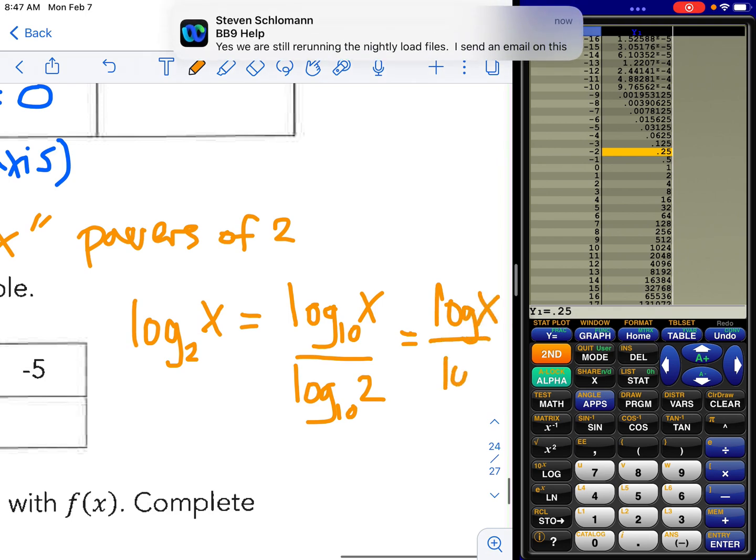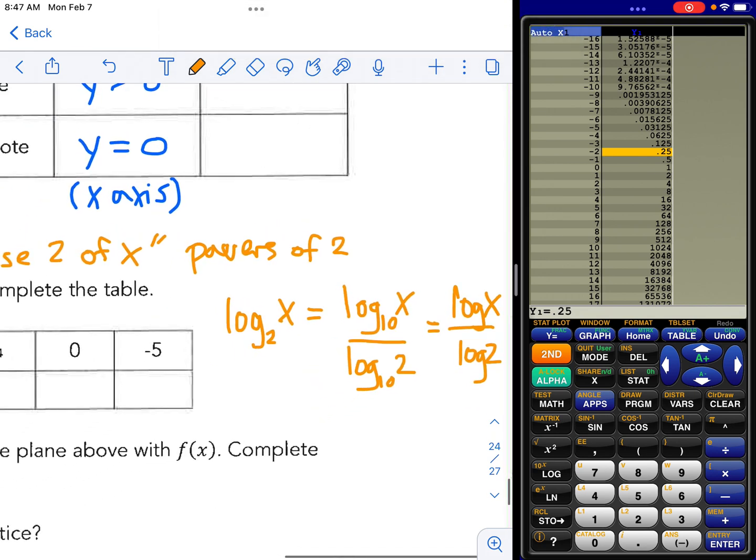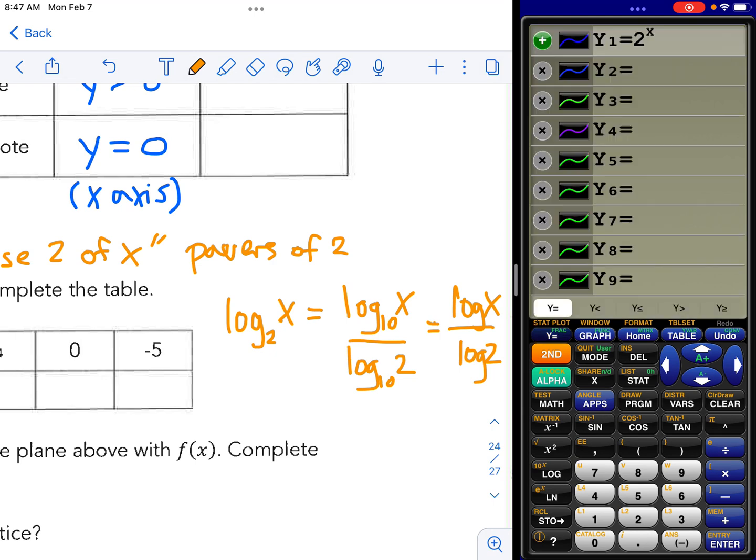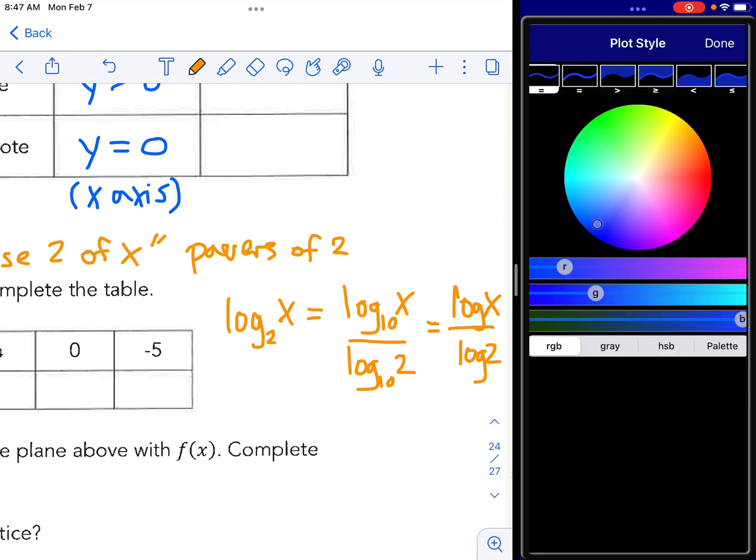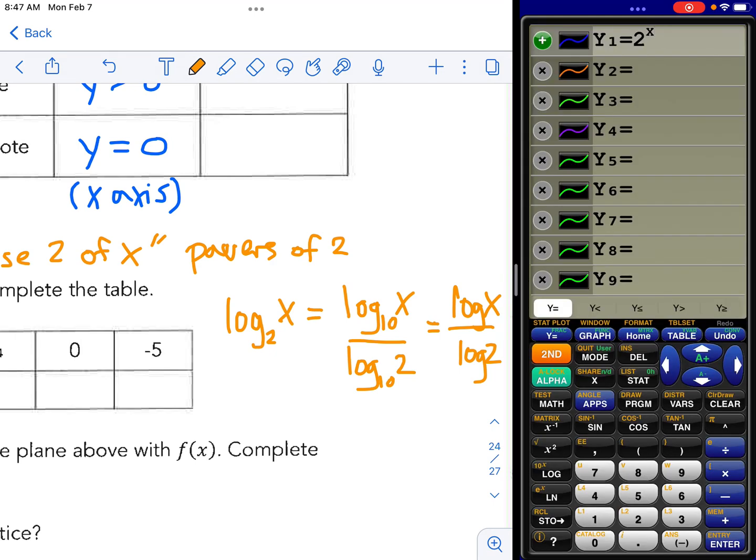And of course, we don't have to write base 10. That would just be log of x over log of 2. So that's what we have to put in for our logarithmic function. So y2, let's make it orange. And I'm going to put in log. Log is right here next to the 7 key. So it's log base 10.